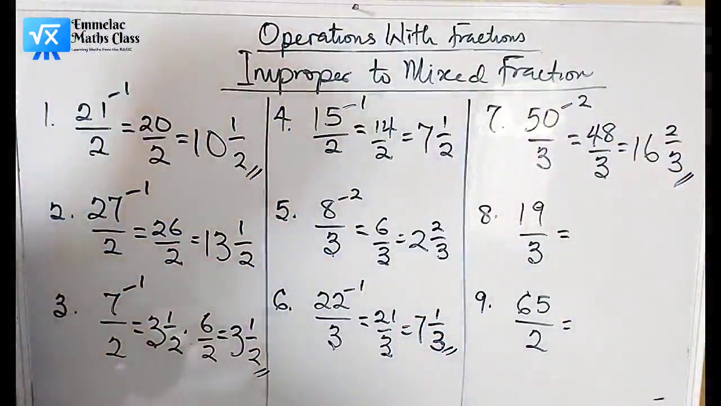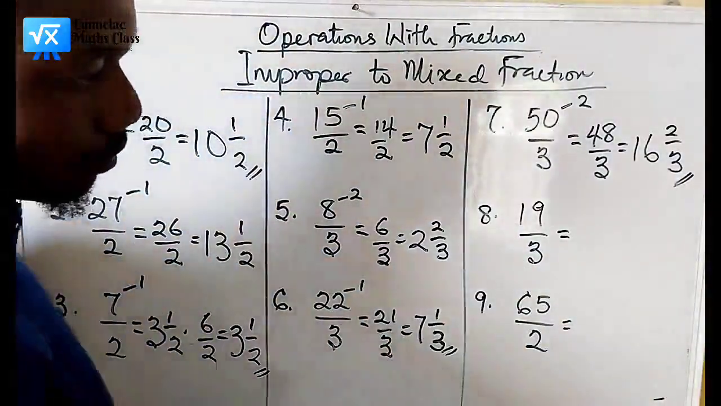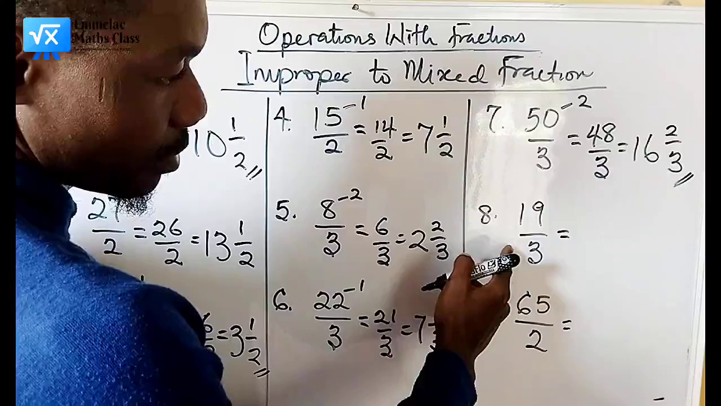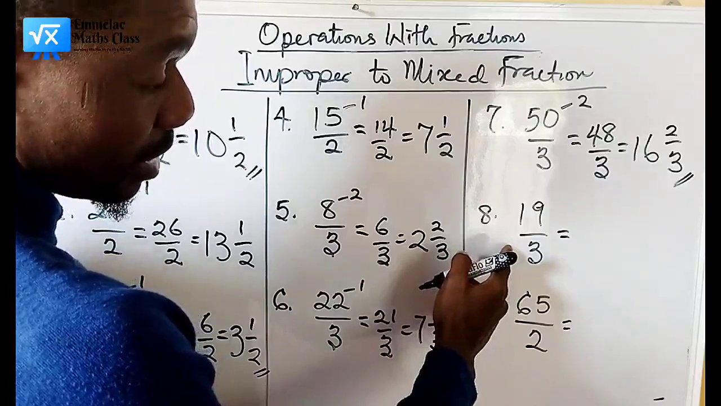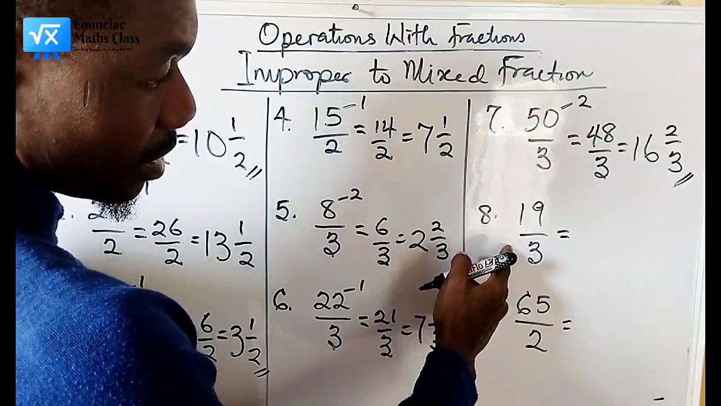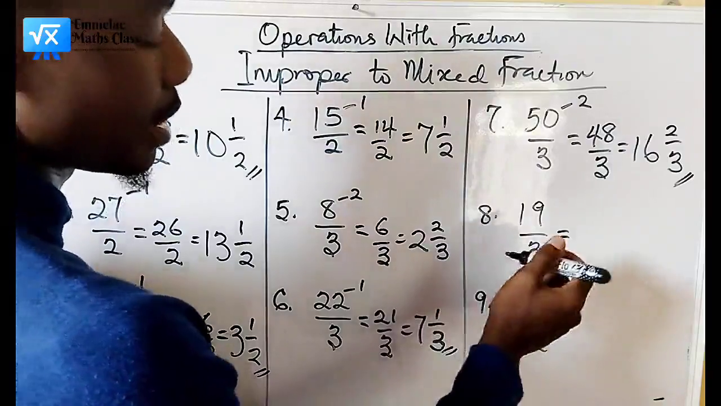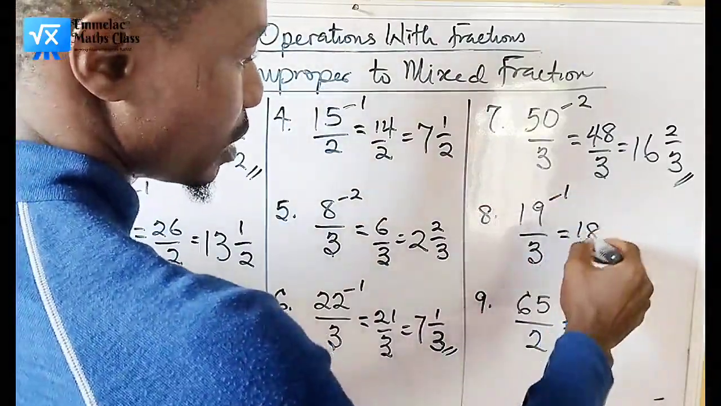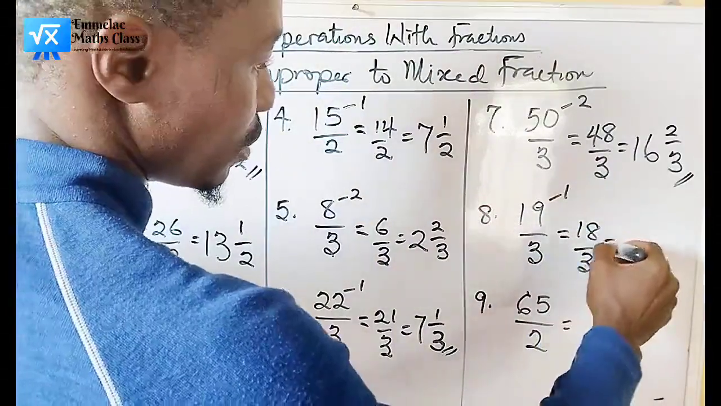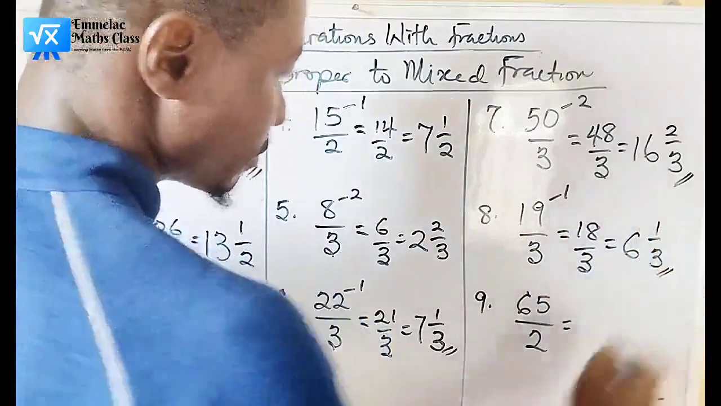For the next one here, the next prime number would be 15, or the even number here would be 18, and 18 is divisible by 3. So minus 1, here you have 18 over 3. This should give us 6, whole number 1 over 3.